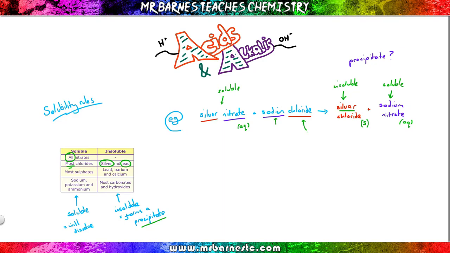All that's left now is my sodium chloride. Sodium isn't in the insoluble column. It's not silver. It's not lead. It's soluble. Therefore, sodium chloride is soluble and we can put aqueous. So my precipitate in this reaction is silver chloride.